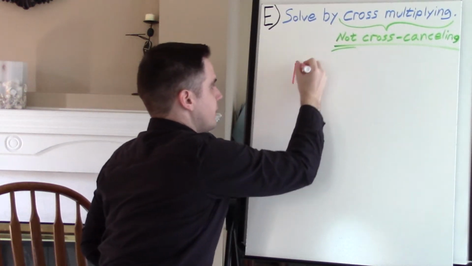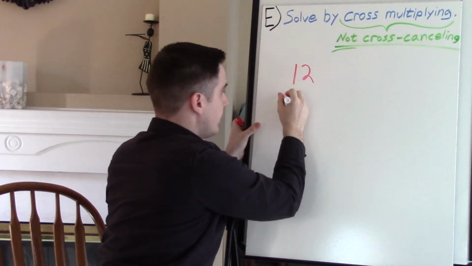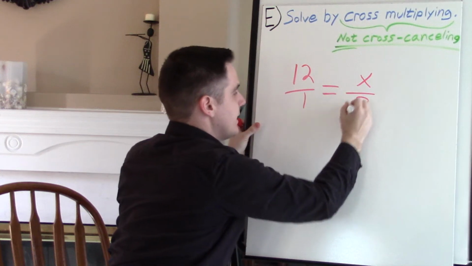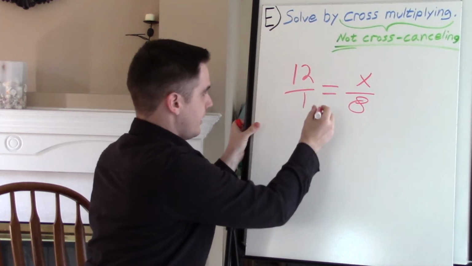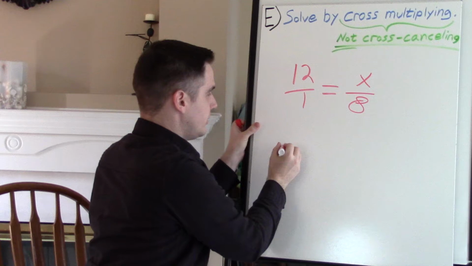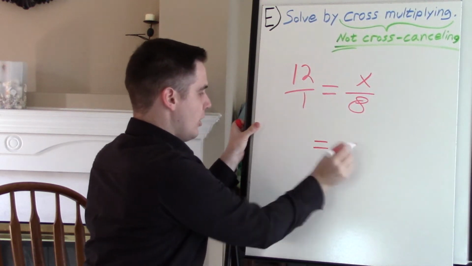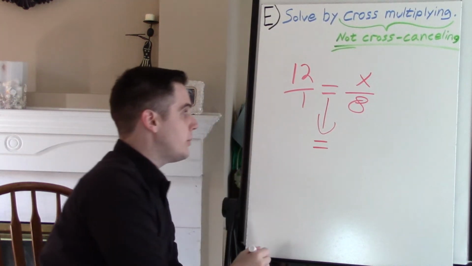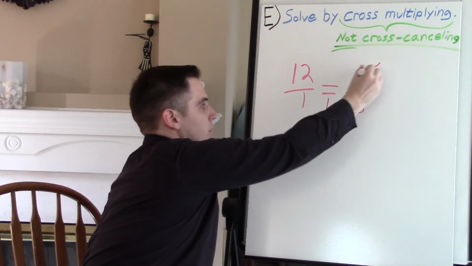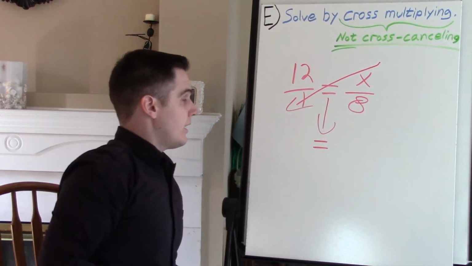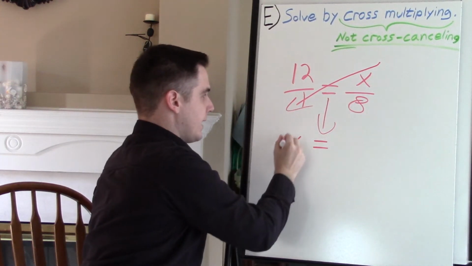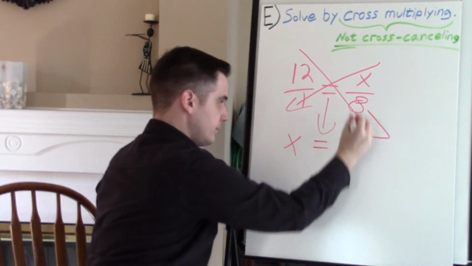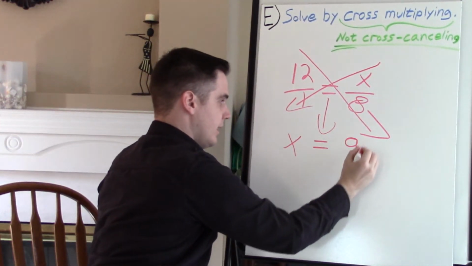Alright, so we've got 12 over 1 equals X over 8. And now first we're going to make a whole new equation, but no lines yet, no fractions. So this equal sign is being brought down to a new problem. Then we're going to multiply across. X times 1 is X, and 12 times 8. We're going to multiply across this way and put the answer right here.